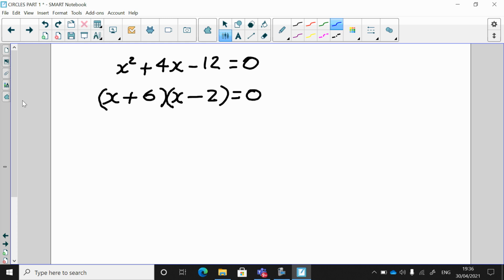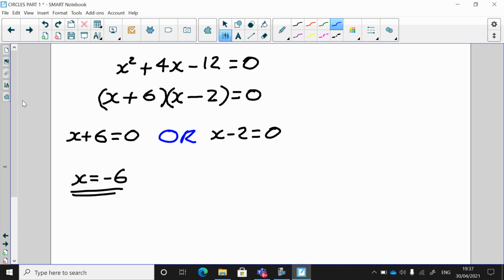I'm not going to go through factorising again. That is in the factored form: x plus 6 times x take away 2 equals 0. So that means x plus 6 equals 0 or x take away 2 equals 0. Let's solve them. x equals minus 6 or x equals 2.